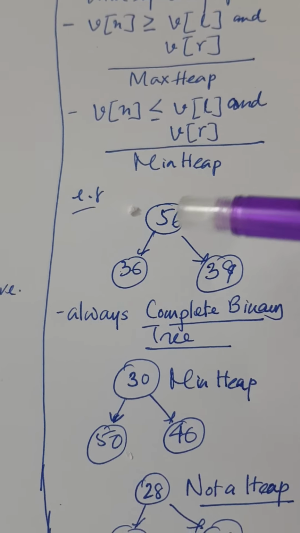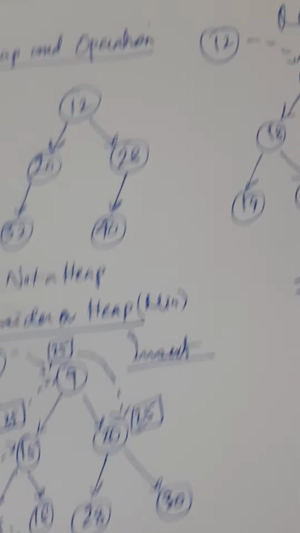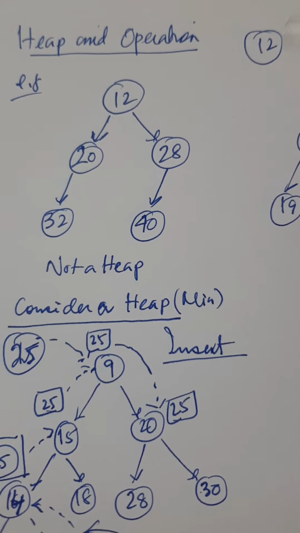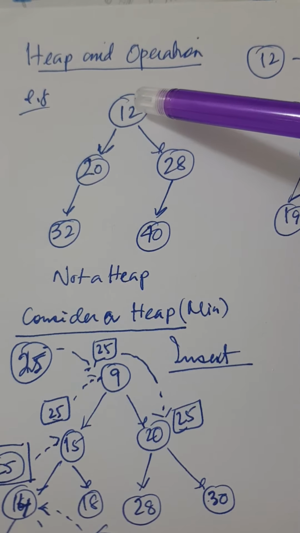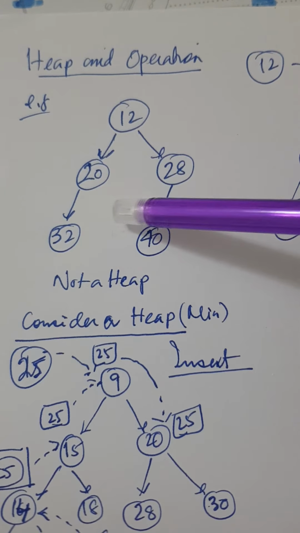Any question that comes to your mind, I'm sure you may have, but let me now show you further operations of heap and its calculations. You can see here there is another example, but it's not a heap. Why? You can see here 12 is the minimum value, but it's not a complete binary tree.